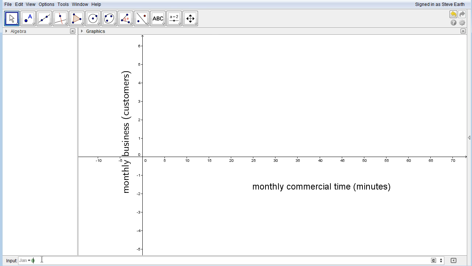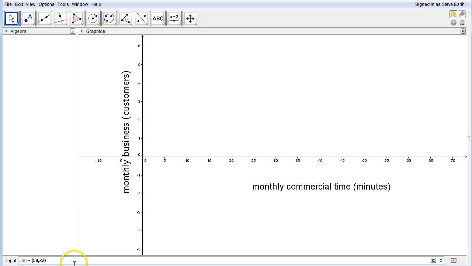Equals, I'm going to type parentheses. It's an ordered pair. I have to put in the coordinates now. Remember, the first coordinate is the x, which is the amount of minutes that our commercials aired for that month. In January, I believe it was 50. So I'm going to type in 50, comma, and now comes the y-coordinate. Remember, the second number of the coordinates is the y-coordinate. In this case, our y-coordinate represents how much business we did in terms of customers. And back in the original problem, it was 2,260 customers in January.